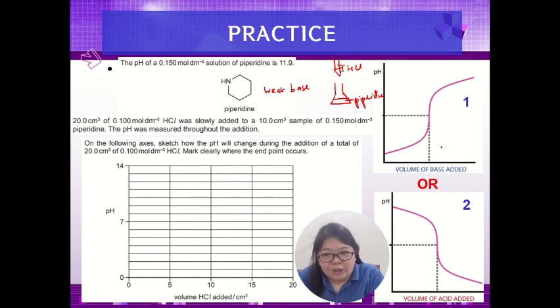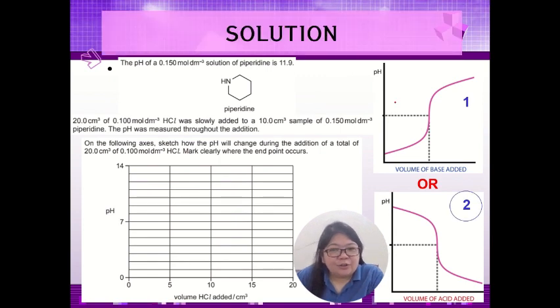So which curve should we start with? 11.9 in the conical flask, so it should be curve number 2. 11.9 here at the start, and at the end, when HCl is in excess, you have an acidic pH.